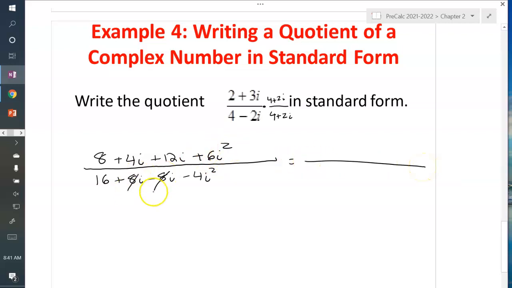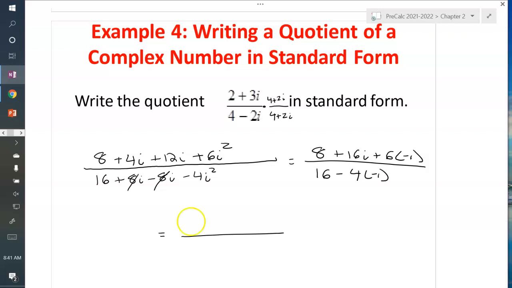All right, my 8i's drop out. I get a 16 minus 4 times the negative 1. That's my denominator. My numerator, I have 8. 4i plus 12i is 16i. And then plus 6 times negative 1. So 8 plus the negative 6 is 2 + 16i. That's our numerator. Denominator is 16 minus negative 4.